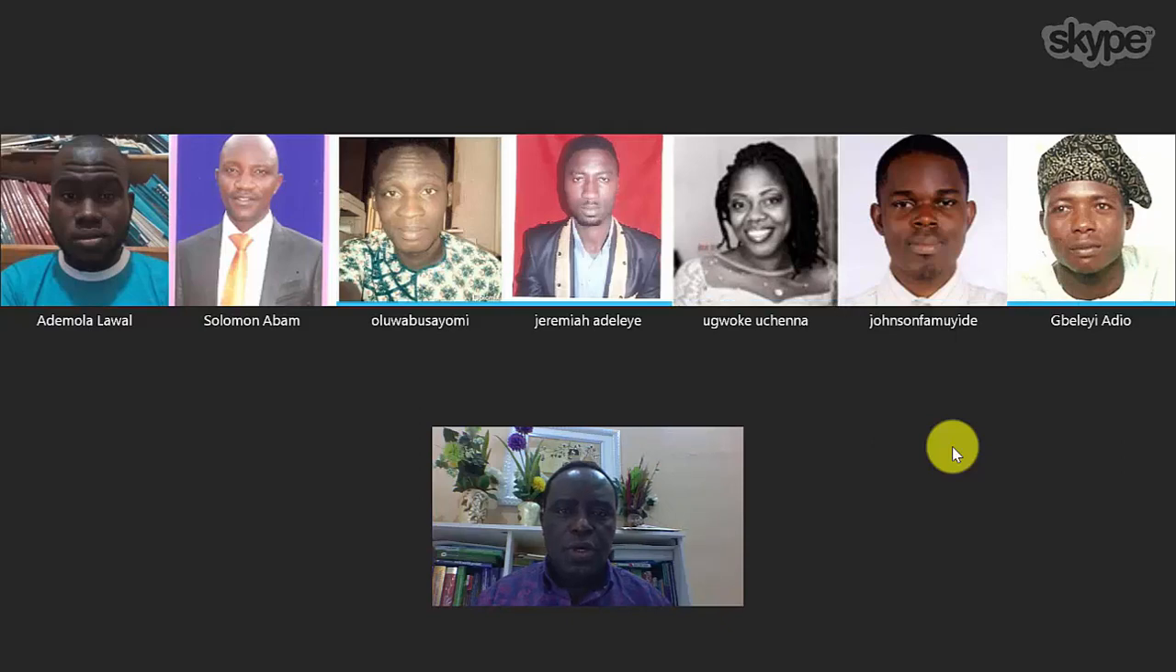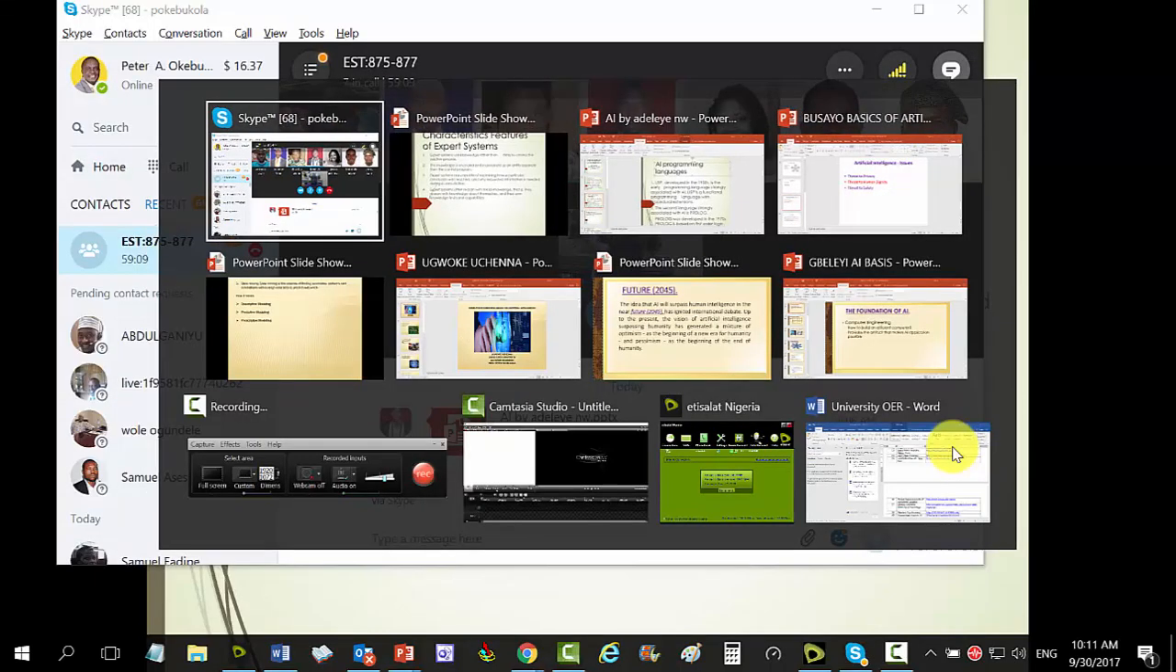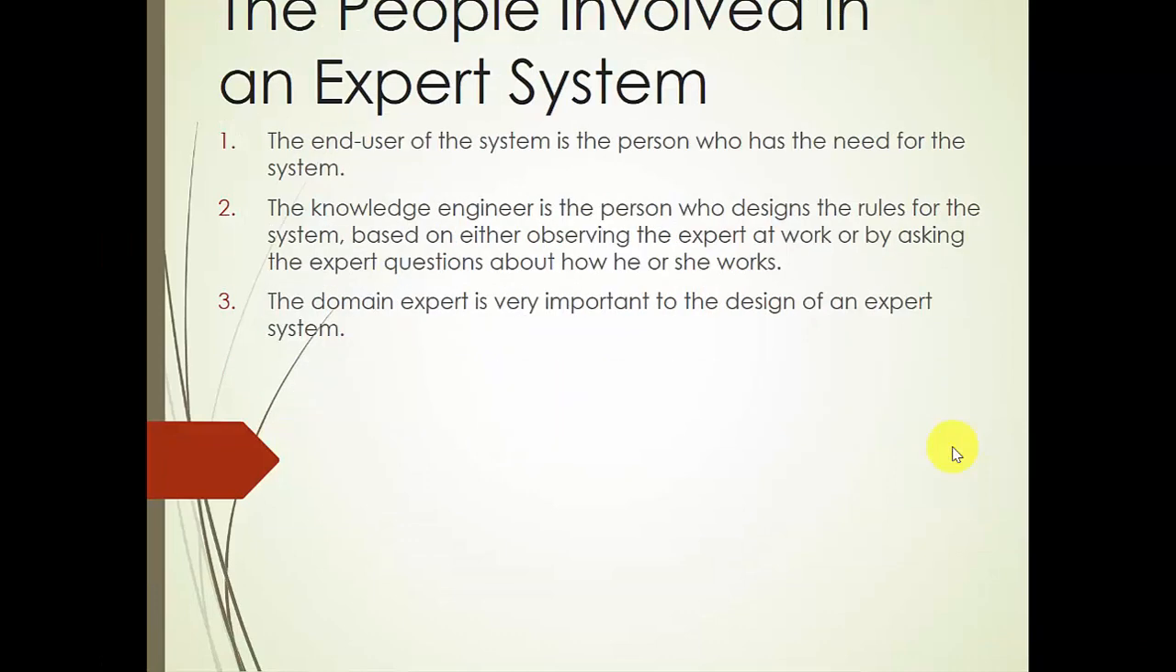Who are the people that are involved in an expert system? The first one is the end user. Those are the people that are going to be using the expert system. The second one is the knowledge engineer. This is the person that collects the knowledge from experts.